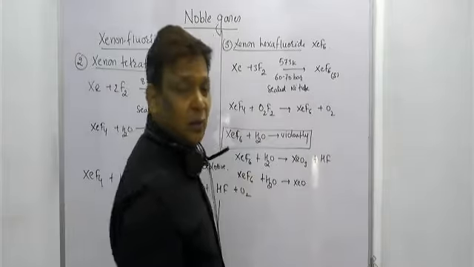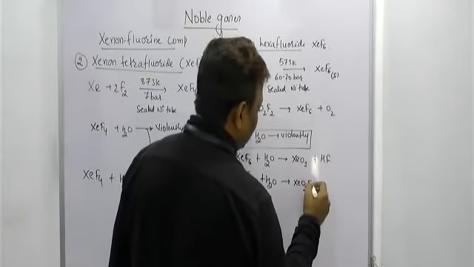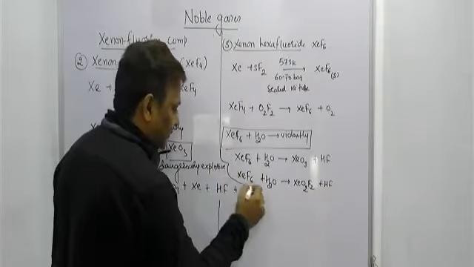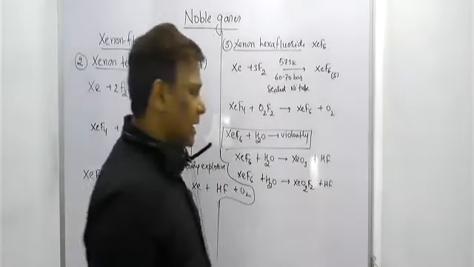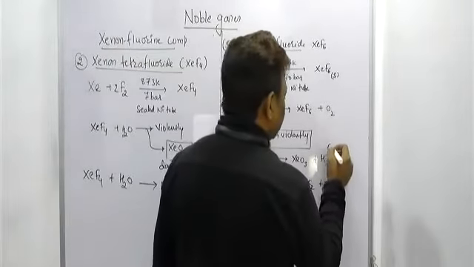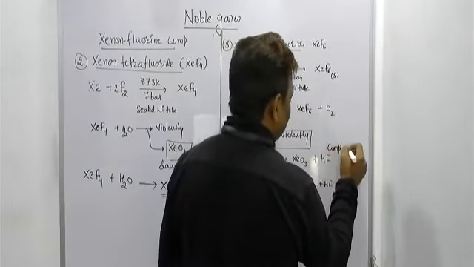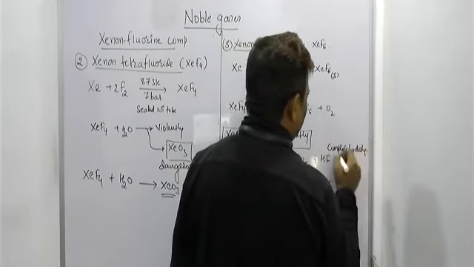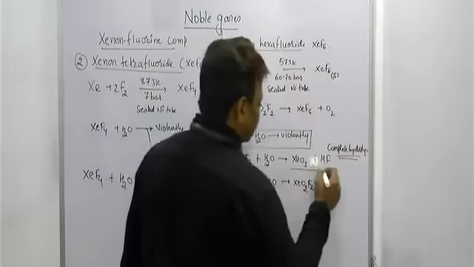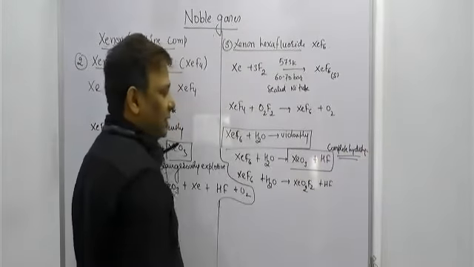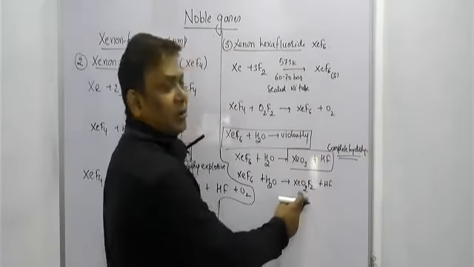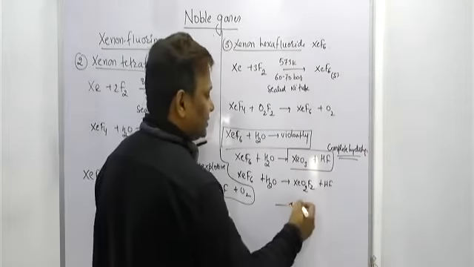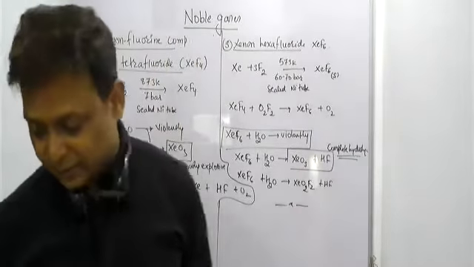XeO2F2 plus HF vapors. Shall I tell you the difference between these two reactions? The first reaction is a complete hydrolysis. So, beta, due to complete hydrolysis, it gives XeO3 and HF vapors. And due to incomplete hydrolysis, what does it give? XeO2F2 and HF vapor. That is the difference to remember. Right? Please note down.